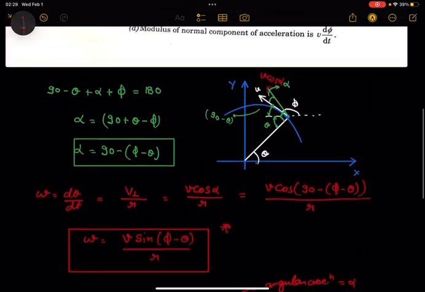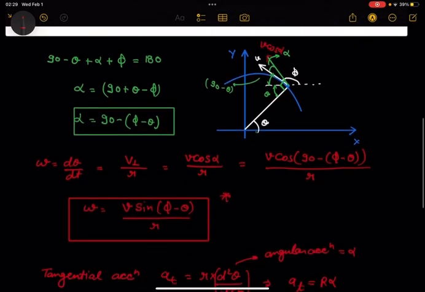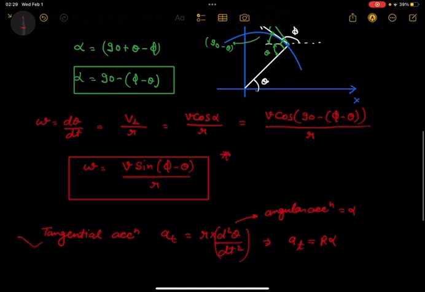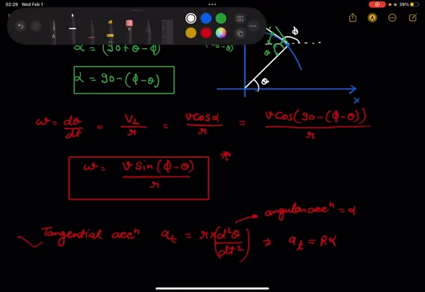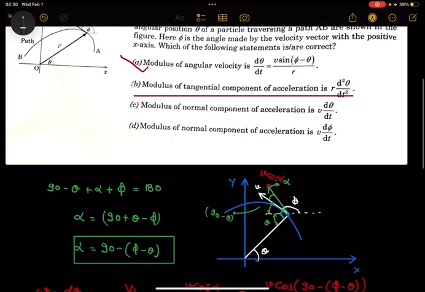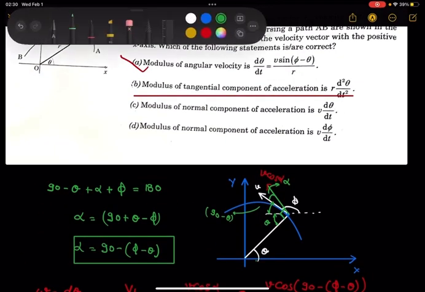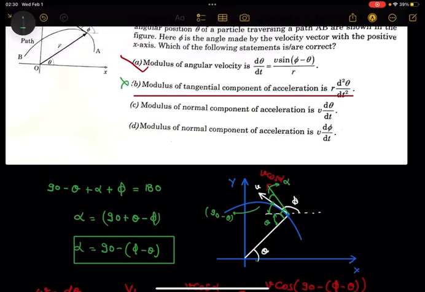So this path is not a circular path, but this given situation holds for a circular path. Because of this reason, this statement is completely wrong. Why is it completely wrong? Because this path is not circular. It is some curved path. Okay, now I want to go with the modulus of the normal component of acceleration.